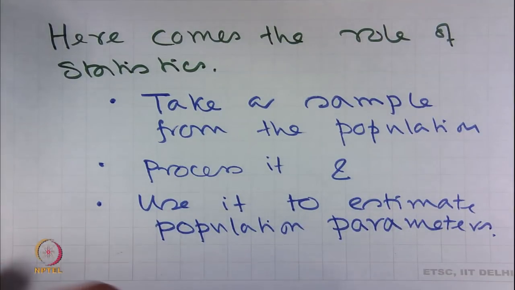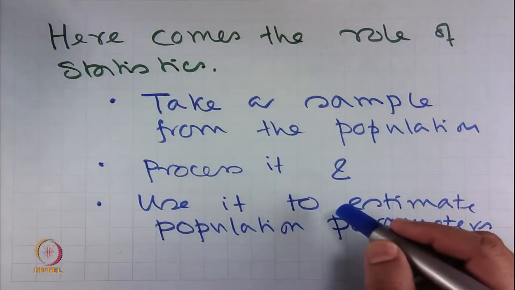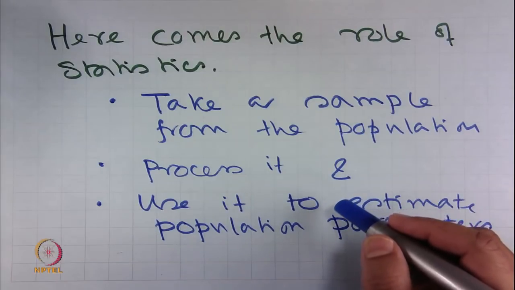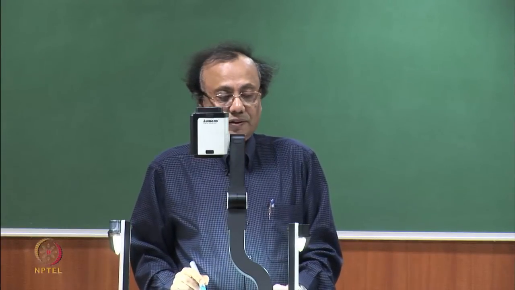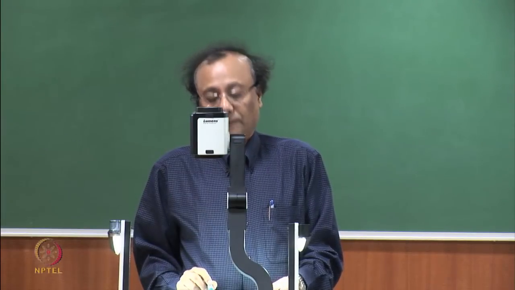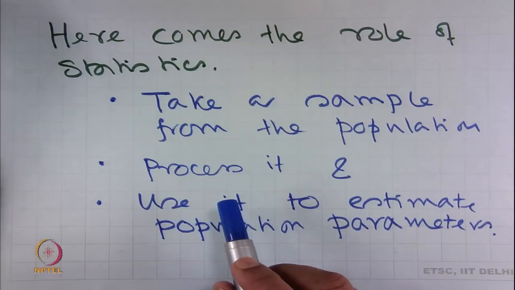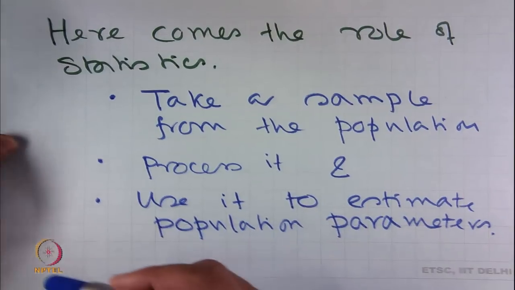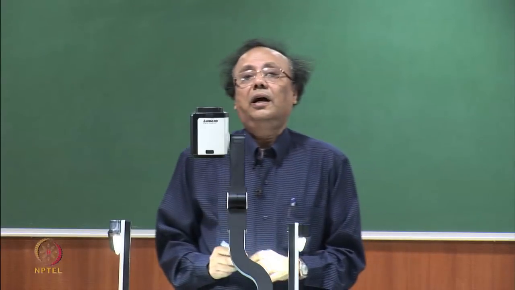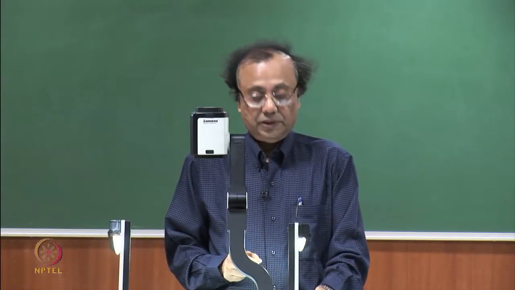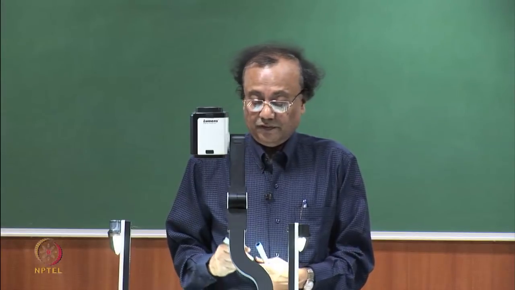So, instead of considering a huge population completely, we will take a representative sample out of it. We will process it, and from the results obtained after the processing, we will try to infer about the whole population. This is the science of statistics, and in this series of lectures, I will look into this aspect of statistics, which is called statistical inference.